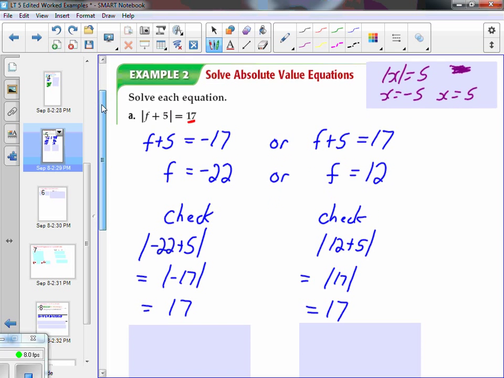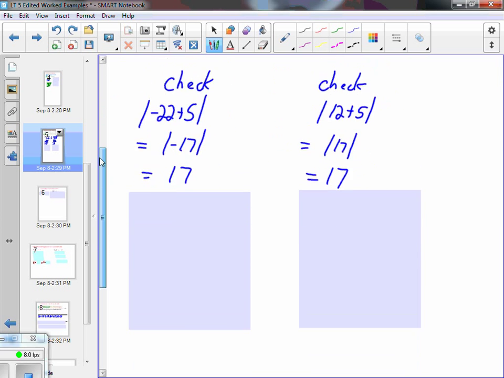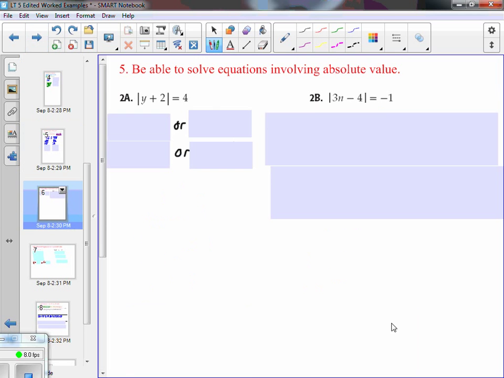All right, any questions? Because what we're going to do now is we're just going to complicate it up a little bit. But an equation like this one is the basis for everything else we're getting ready to do for this learning target. We okay with that? All right. Next two examples.